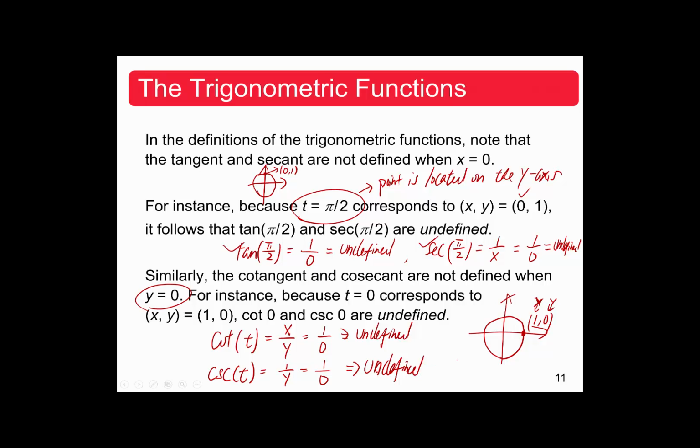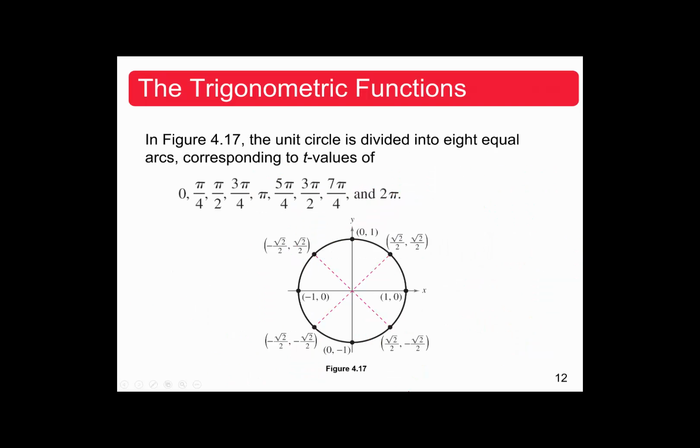So we can use what we defined from the earlier slide to determine the trigonometric functions of these special angles. And now if you look at this, the unit circle is divided into 8 equal arcs corresponding to t values of 0, pi over 4, pi over 2, 3 pi over 4, pi. So basically you split the whole circle into 8 equal pieces, and that means that this point right here is pi over 4.